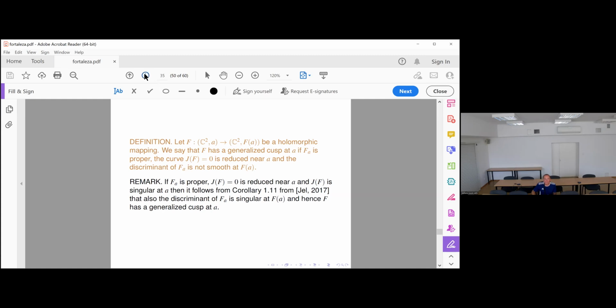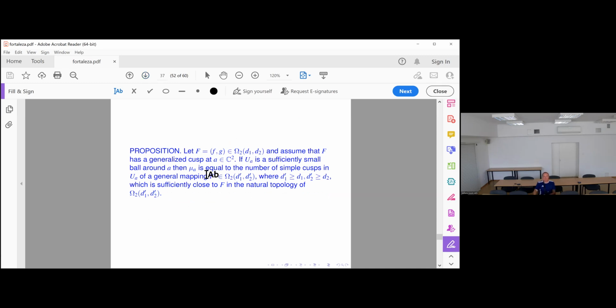We have this first proposition. Assume that F has a generalized cusp at A. If UA is a sufficiently small ball around A, then we can introduce the multiplicity of this cusp, which is equal to the number of cusps in UA for a generic mapping F. This means simply that in some sense, a generalized cusp can be obtained from the generic mapping if we pass to the limit. If we have a generic mapping very close to this one, then the number of cusps in the small neighborhood is exactly the multiplicity of this generalized cusp.